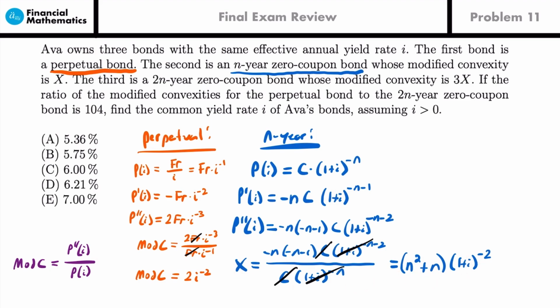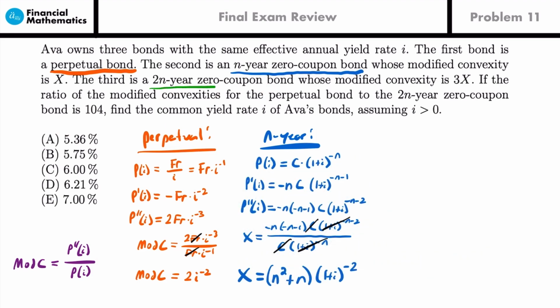All right, so now let's move on to the last bond, the 2n-year zero coupon bond. For the 2n-year zero coupon bond, we know that its modified convexity is 3x, so keep that in mind when we go to set that up. But first we need to come up with our price function. The price function, P of I, will be equal to the redemption value of that zero coupon bond multiplied by a present value factor to the power of 2n, right? That's the number of periods or the number of years for that zero coupon bond. But now I'm going to write it out explicitly in terms of I, so we're multiplying by 1 plus I to the power of negative 2n.